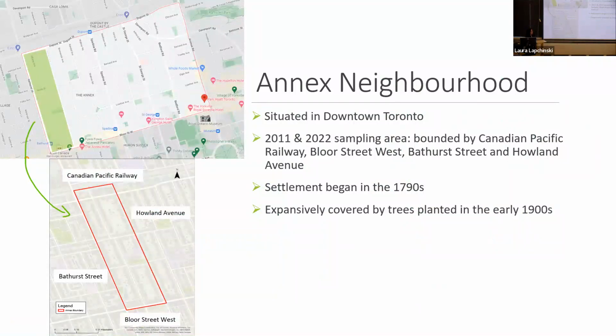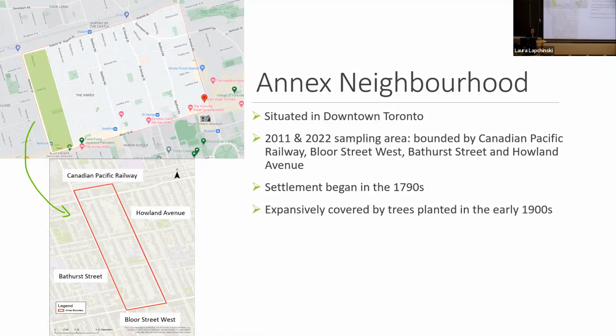The study area of this project is the Annex neighborhood. It is situated in downtown Toronto, just next to the U of T campus actually. The sampling area of this project will focus on a part of the neighborhood, which is spanned by the Canadian Pacific Railway, Bloor Street West, Barford Street, and Howland Avenue. This neighborhood has a long history.